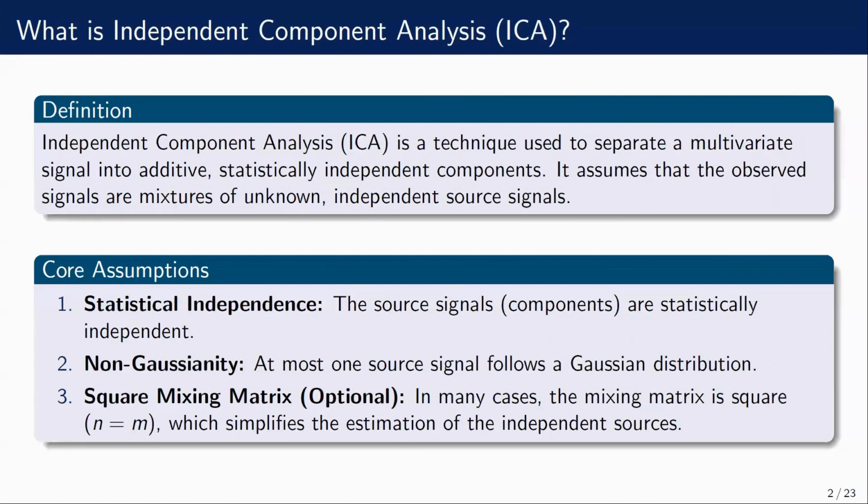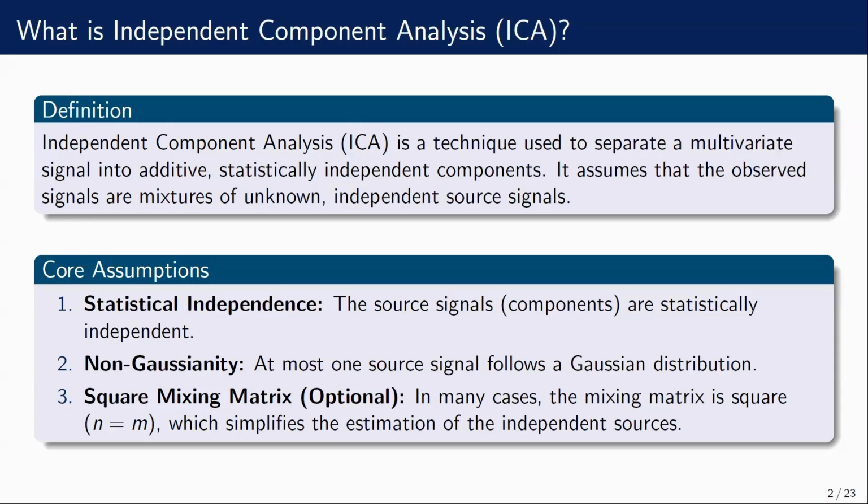All right. So, what exactly is ICA? At its core, ICA is a method that takes a bunch of mixed signals and tries to pull out the original independent sources. Imagine recording in a room where multiple people are talking. Each mic picks up a mix of all voices. ICA helps you untangle them and isolate each one.